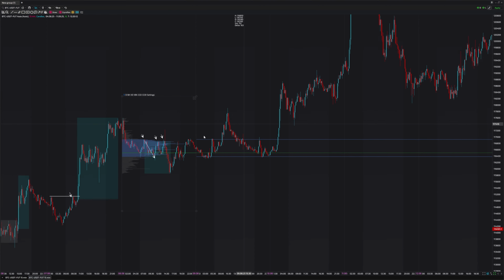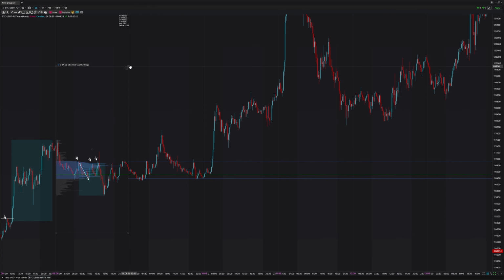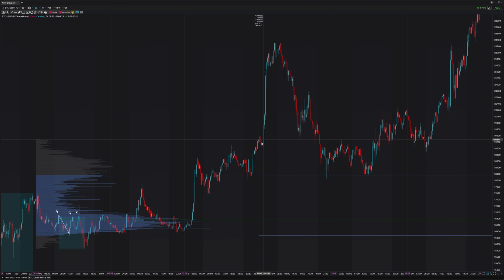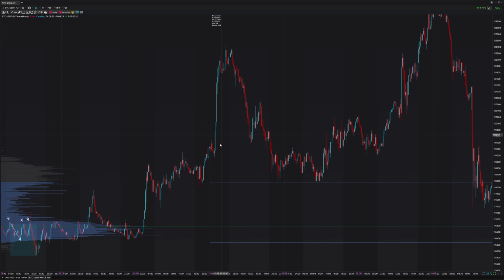Then we had the weekend. If a large amount of volume was traded over the weekend, those levels can still be used, but in general, major initiations tend to happen on weekdays. On the next day, the 11th, Monday, we see a large move.